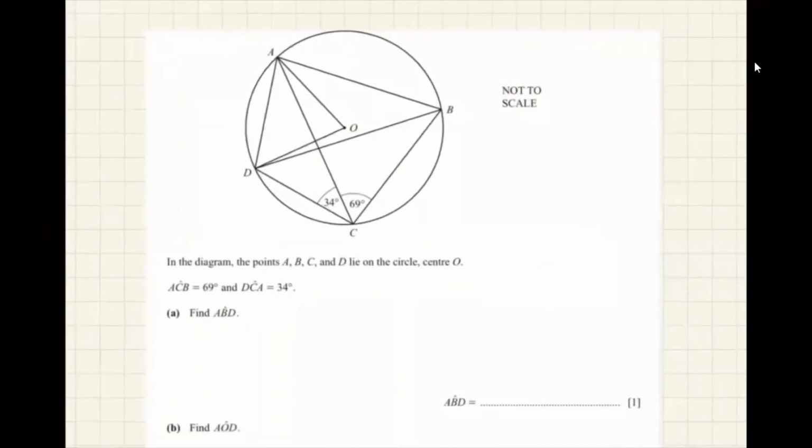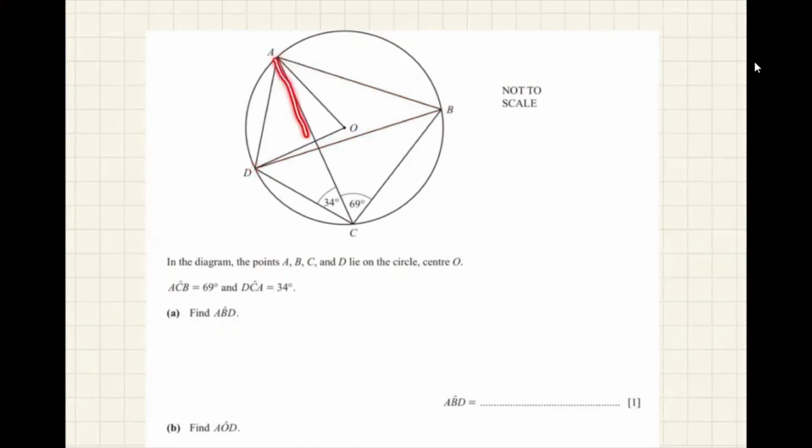The first question, these are all past paper questions. The first question says, find ABD. So ABD, let's point it out. ABD is over here. Now think about it. This angle is in a segment, which is this one. These are the starting and the ending points.